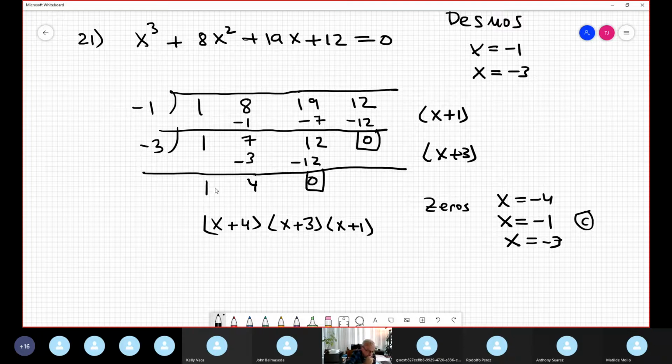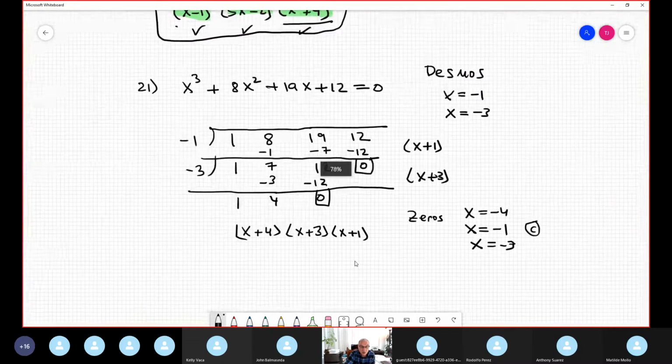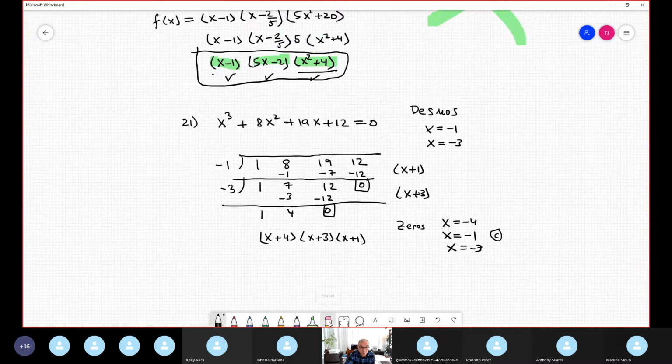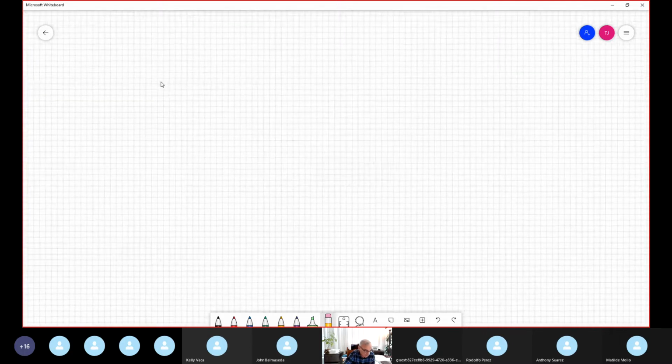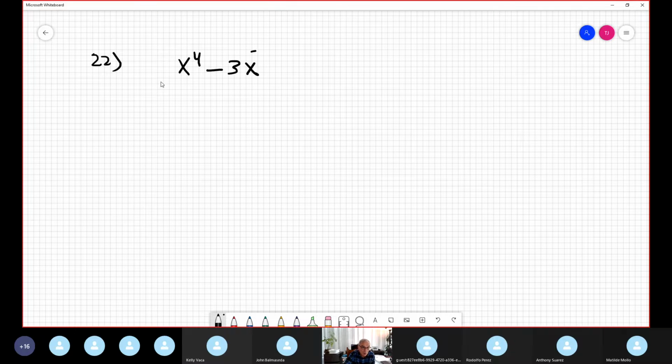Okay, that was 21, no? Yeah, 22. I want to erase the board. 22. 22 is, the polynomial is x to the 4th power minus 3x to the 3rd power plus 5x squared minus x minus 10 equal to 0.